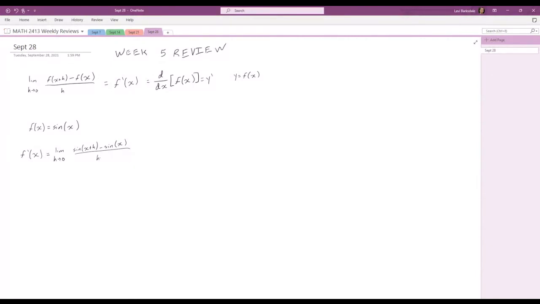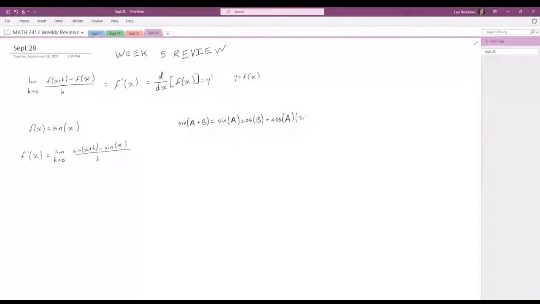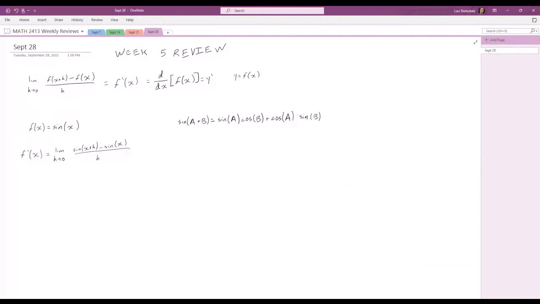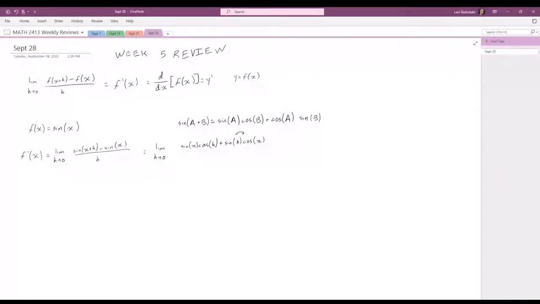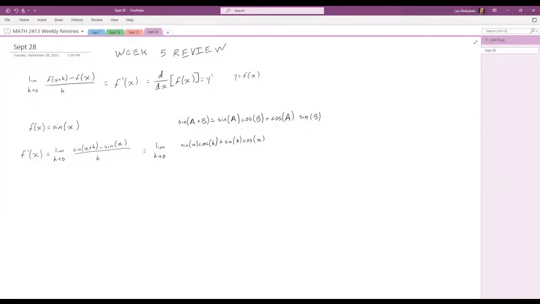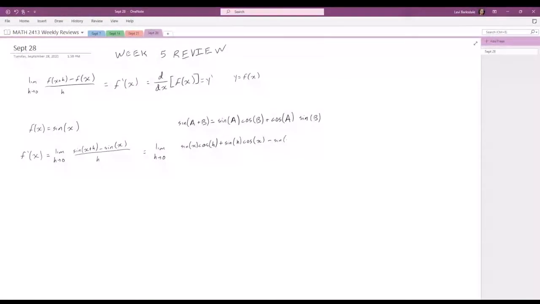And in order to solve this, I actually need to use a trig identity here. And that trig identity is the sine of a plus b is equal to sine of a times cosine of b plus cosine of a times sine of b. So in this case, I can let my a be x and my b be h. This gets me the limit as h goes to 0 of sine of x cosine of h plus sine of h cosine of x. I switched these around and put my sine first, so I just switched the order around a bit, and of course we still have minus sine of x all over h.